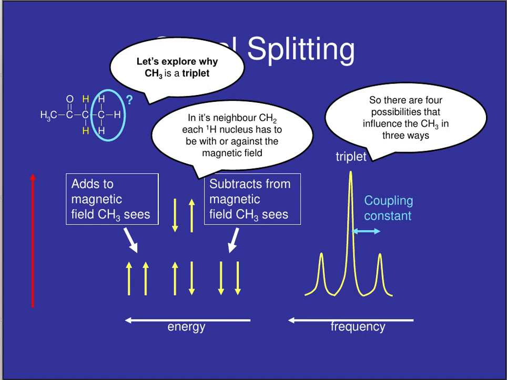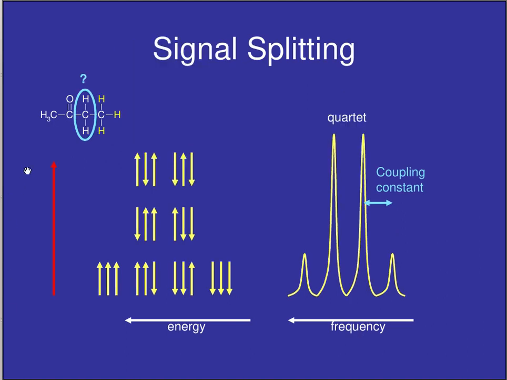So we've got another question: why would this CH2 here appear as a quartet? Well, it's got three neighbors, and now we've got 8 possibilities for those three neighbors. All three could be with, or you could have two with the magnetic field, one against, or two against, one with, or all against, and all of these possibilities affect the CH2 in slightly different ways. And you'll find that a very small 1/8 of your sample gets affected, such that it has a high frequency.